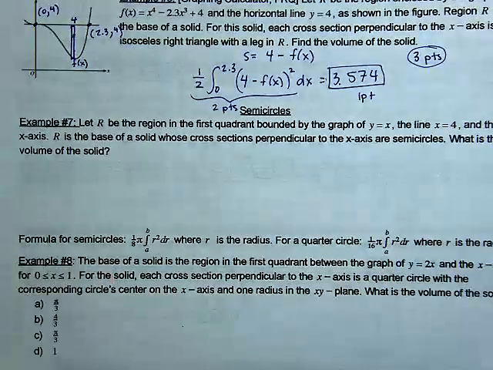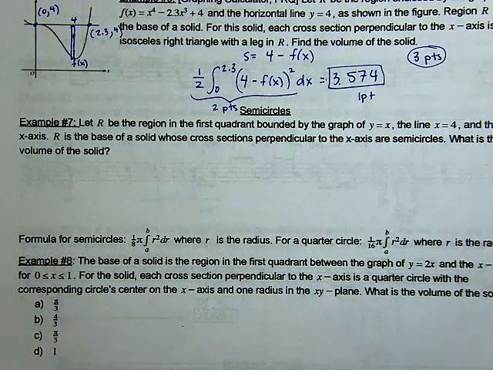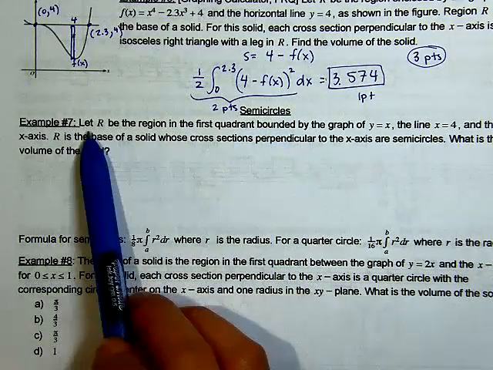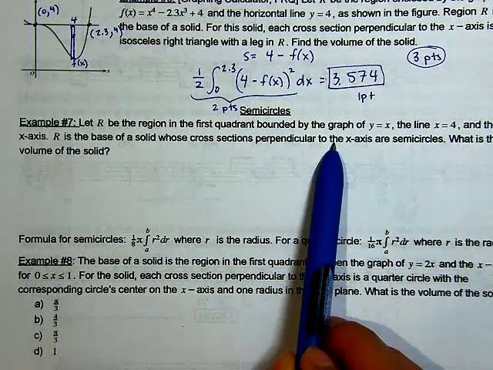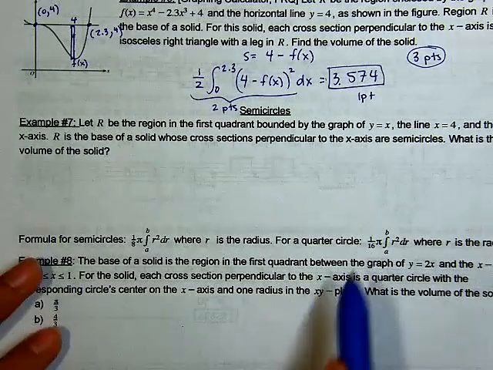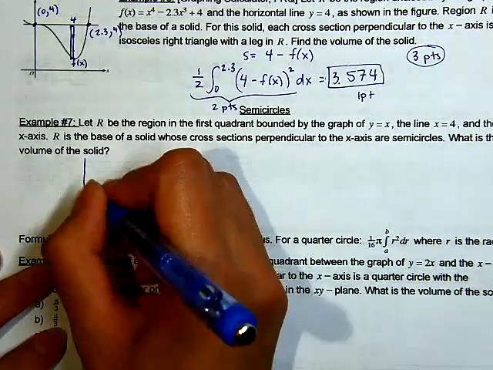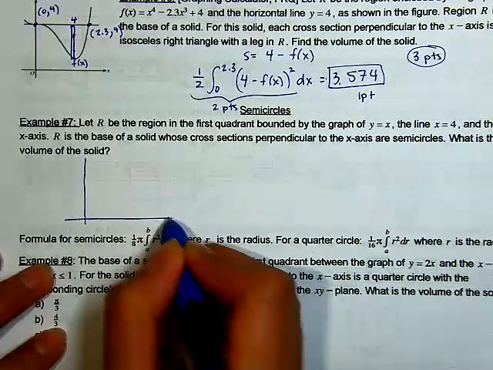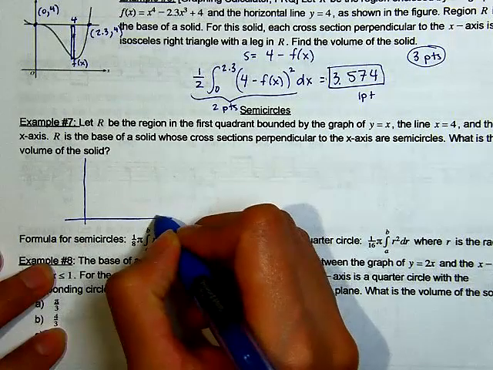Our last topic for this last lesson is semicircles. So again, we're going to go ahead and try to set up the semicircles using y equals x. So our region is y equals x from 0 to 4.